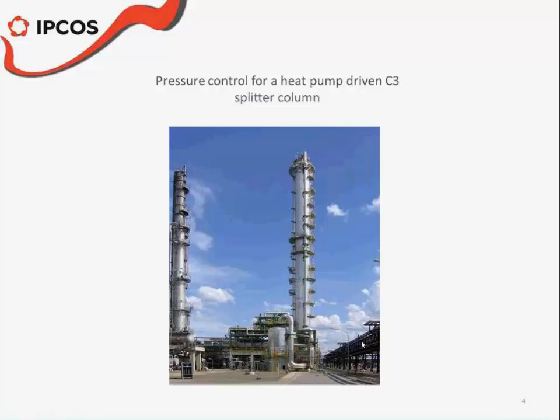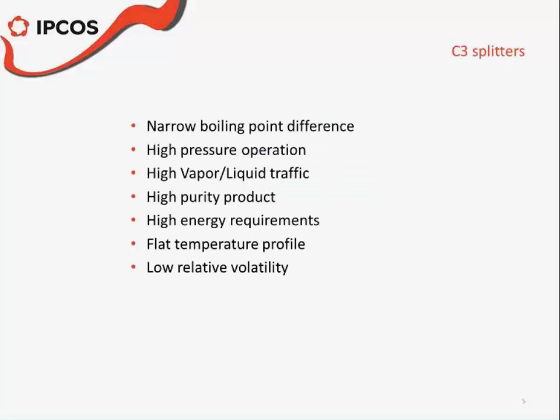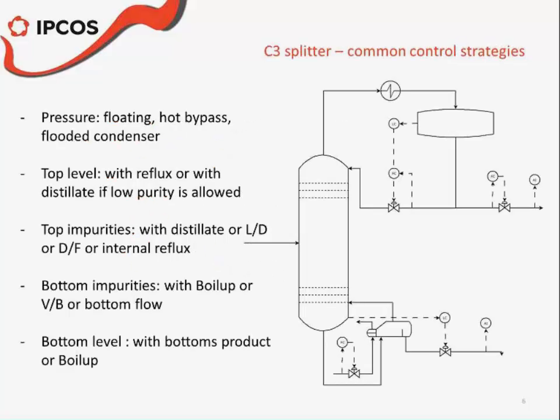Pressure control for a heat pump driven C3 splitter. Challenges we typically face on C3 splitters: narrow boiling point difference, high pressure operation, high vapor to liquid traffic, high purity products, typically high energy requirements, hence the need for heat pumps, and very flat temperature profile and low relative volatility. This is not an easy separation to do. Typically very large columns, more than 100 trays in general.